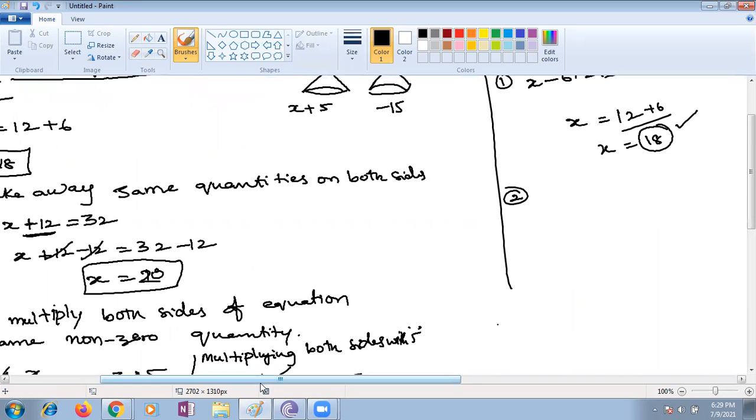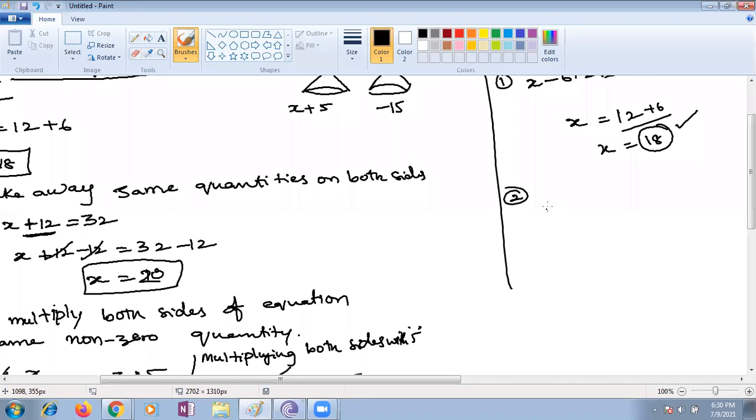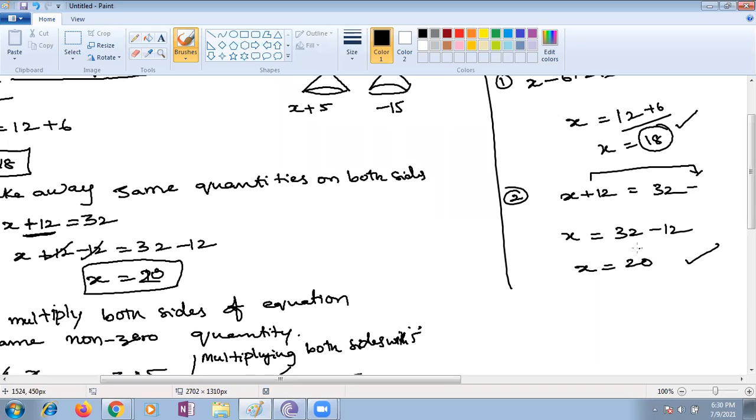Second bit, you see, children. The second bit is x plus 12 is 32. So this plus 12, if you transpose it to the other side, it becomes negative. So x is equal to 32 minus 12, which is nothing but 20. This is the way you find it. But what does that mean? You are subtracting 12 from both sides, so that you are getting x value as 20.